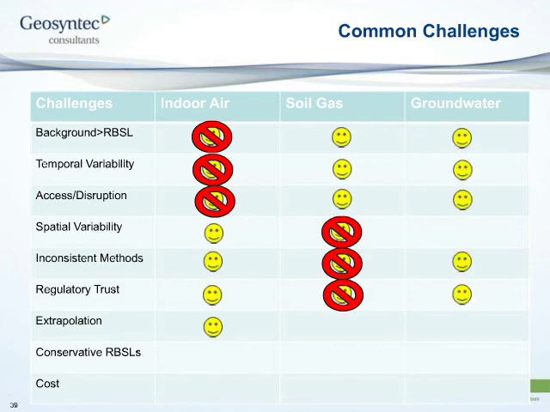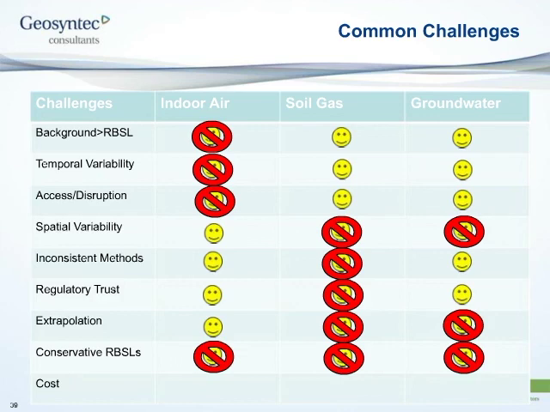With soil gas, the background concentrations are usually not a concern. Temporal variability is much less of a concern. Access and disruption isn't as bad as going into people's homes, but there's spatial variability, less consistent methods, and therefore less regulatory trust. Groundwater is similar, the first three categories, to soil vapor. Generally has more consistent methods and therefore more regulatory trust, but there's still the issue of extrapolation to the indoor air concentrations and the uncertainty of the attenuation factor. For all of these media, there's conservative risk-based screening levels that make for frequent exceedances, and they're generally fairly expensive. So that's a pretty good roadmap of the challenges.